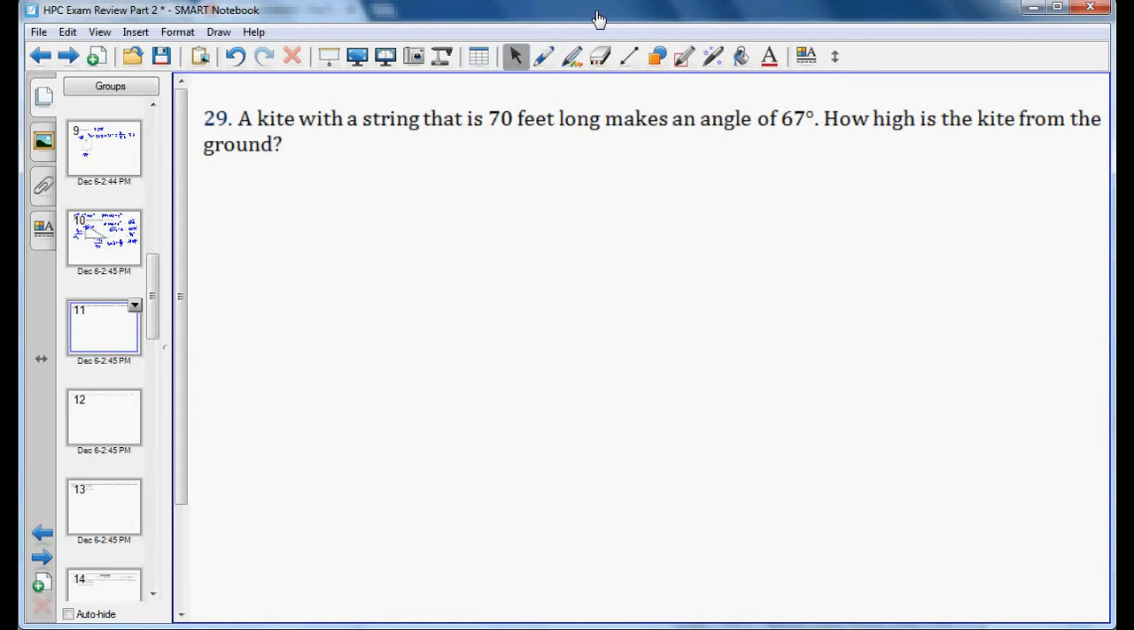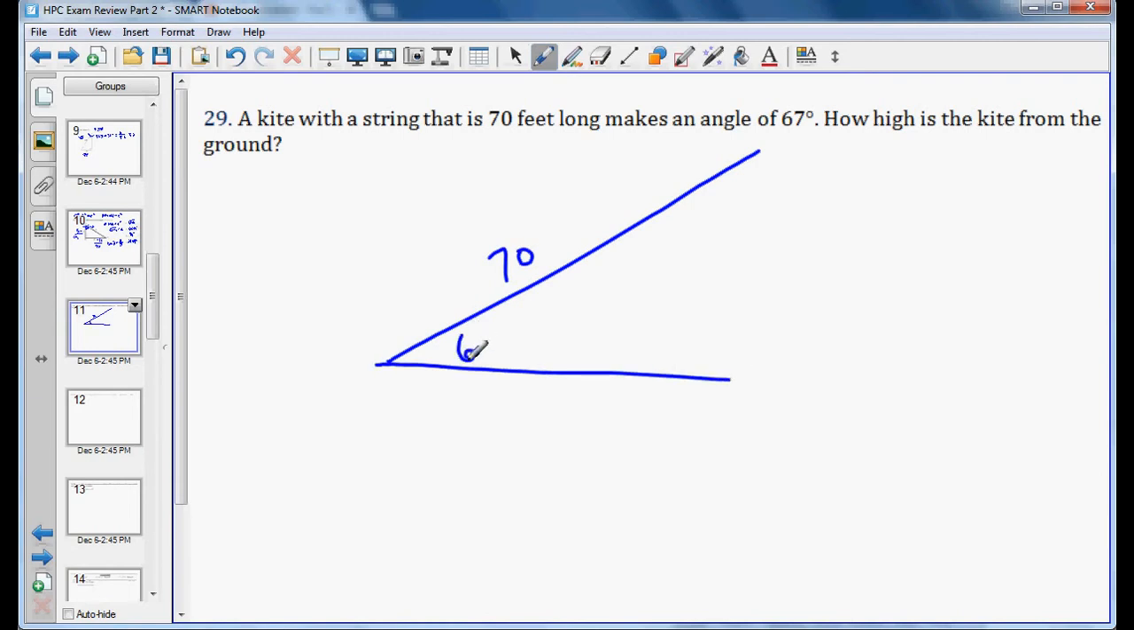Now we get to draw some pictures. So we start with a kite that has a string that is 70 feet long. So here's the string, it's 70 feet long, and that's at an angle of 67 degrees. So the question is, how high is the kite from the ground? So the kite's up here. And we want to know how high it is off the ground.